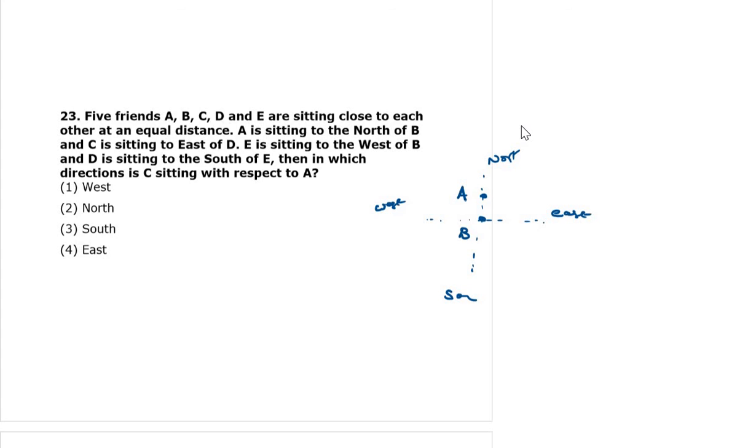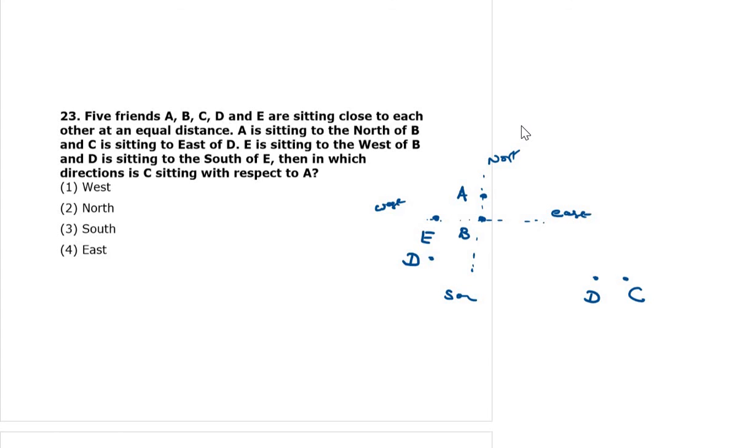A is sitting north of B. C is sitting east of D. We don't know where D is. So write it here separately. C is sitting east of B. Okay. E is sitting to the west of B. B we know, west of B. E is sitting to the west of B. D is sitting to the south of E. Here it is D. D is sitting to the south of E.